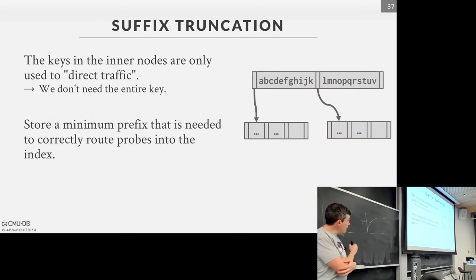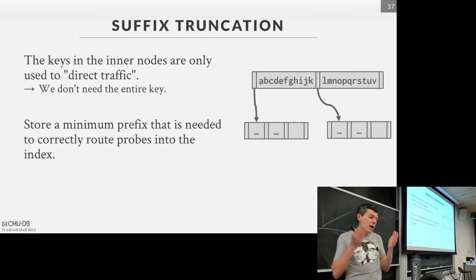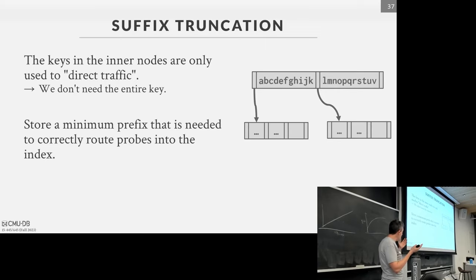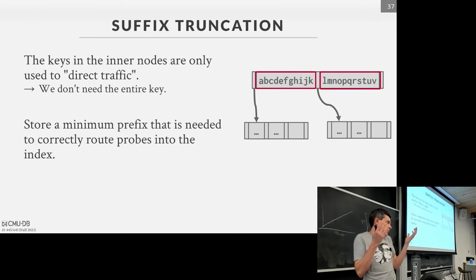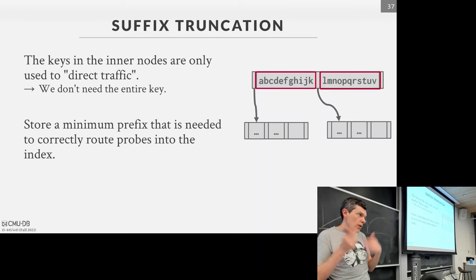We can also do suffix truncation. And again, because the inner nodes don't have to be the exact copies of the keys, because those keys might not exist in the leaf nodes, we maybe don't have to store the entire key. We just need enough of the key's prefix to discriminate whether we need to go left or right. So in this case here, I have keys ABC up to K and then LMNO up to V. The only thing that really matters in this case is, say, just the first three characters of both of these two strings. So my inner nodes only need to store the minimum prefix that we need to decide whether to go left or right.